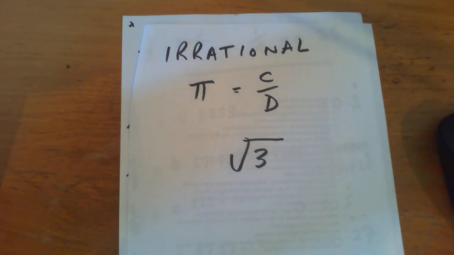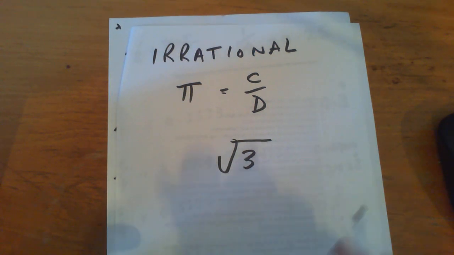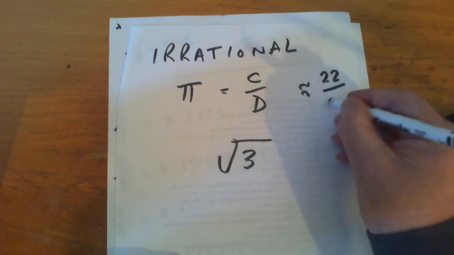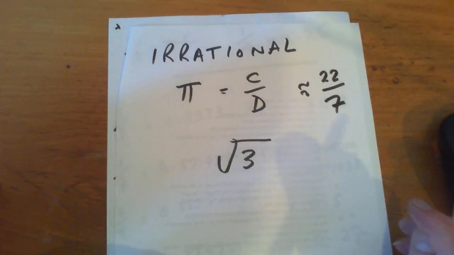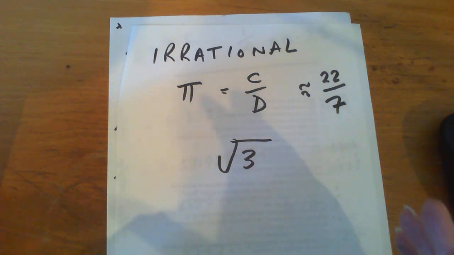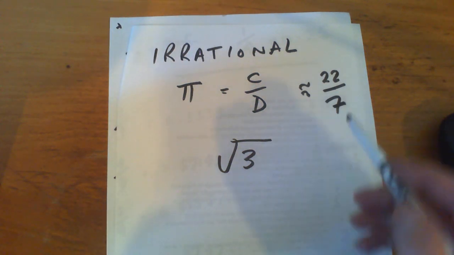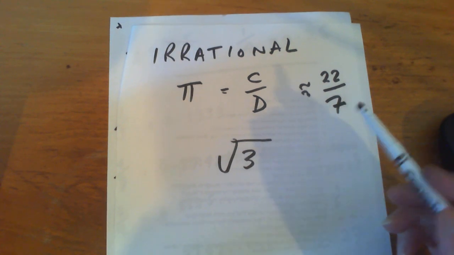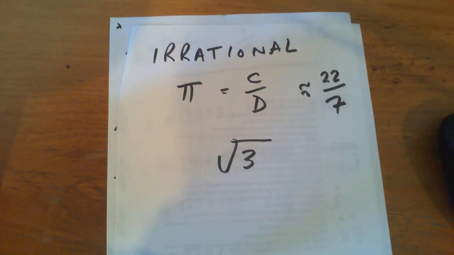Now these are irrational numbers, so you can't actually represent them as a fraction. Pi is approximately equal to 22/7. It's not exact. Quite commonly in questions they'll say, okay, approximate it by this. But the thing is that you can't represent pi exactly by a fraction.